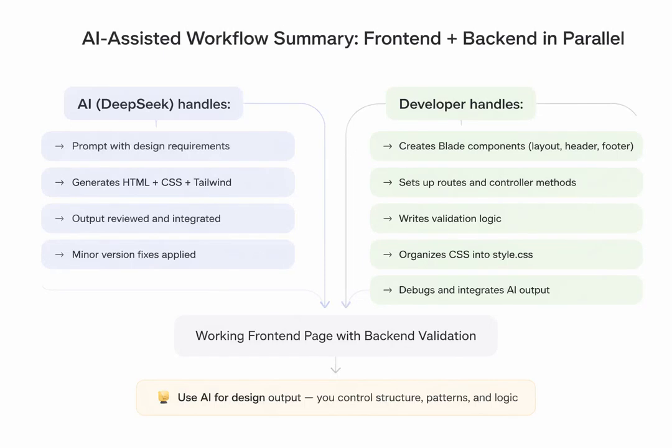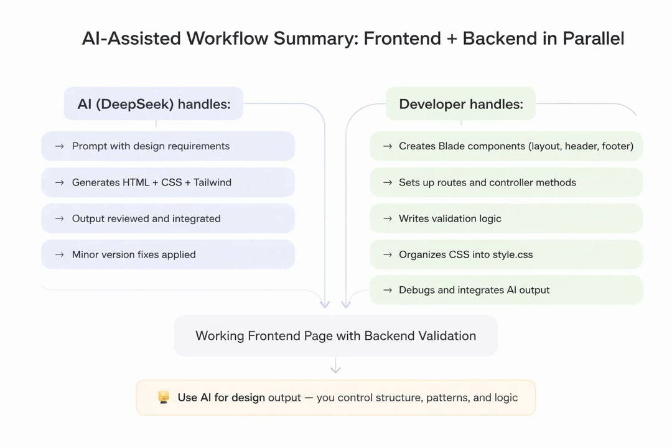To bring this section together, here's the overall workflow the instructor is demonstrating. There are essentially two parallel tracks happening at once. The AI, in this case DeepSeek, handles the visual design work, generating the HTML structure, CSS variables, Tailwind utility classes, and form markup. Meanwhile, the developer handles the structural and logical work, creating blade components, setting up routes, writing controller methods, and building validation logic. These two tracks converge when you take the AI's output, clean it up, integrate it into your blade views, and connect it to the backend controller.